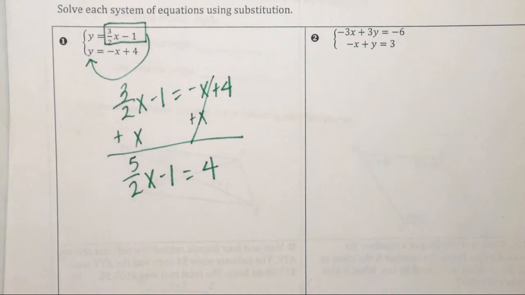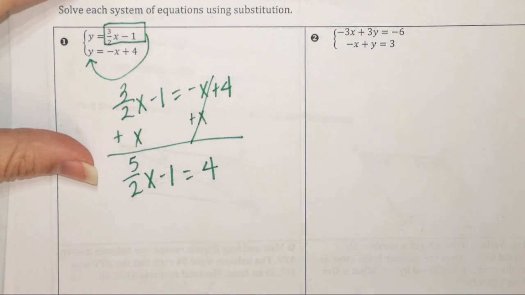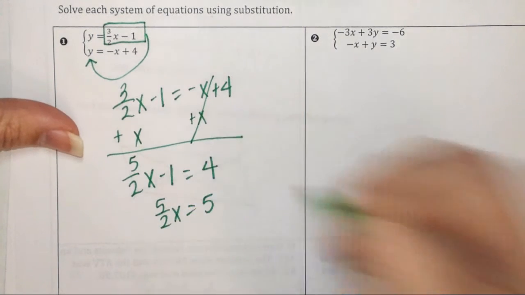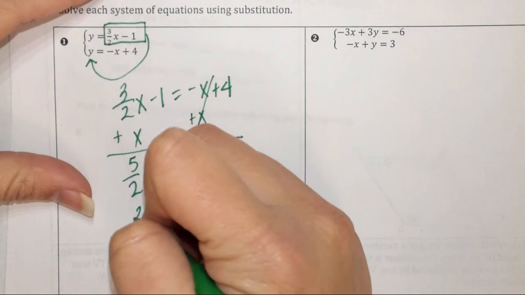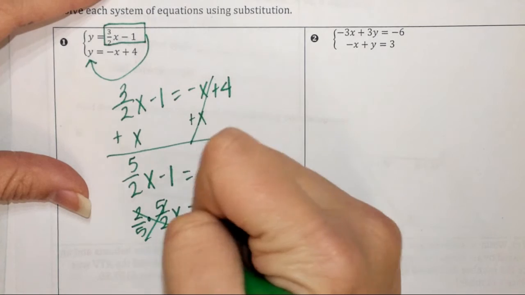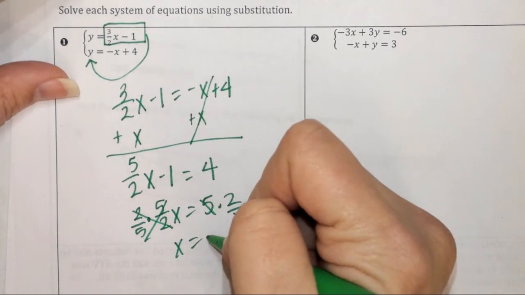Alright, what would we do now? Add 1. Good. And now? Multiply by the reciprocal. Good. Take a point. Alright, 5 goes into 5 once. 1 times 2 is?